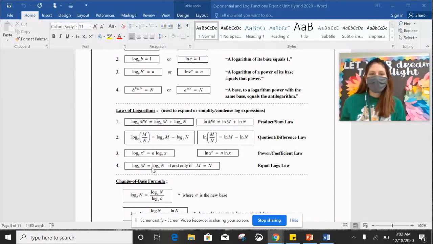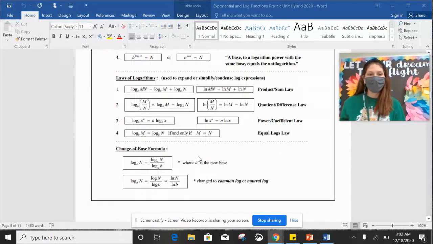The power rule is if you're taking the log of something raised to a power, the power can then become the coefficient, the multiplier in front of the logarithm. And the last rule here, if you have a log equal to a log, and they have to be the same base, and you only have one log on each side of that equation symbol, you can cross out the logs and set what you're taking the log of equal to one another.